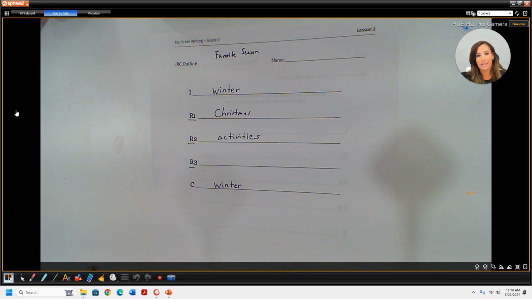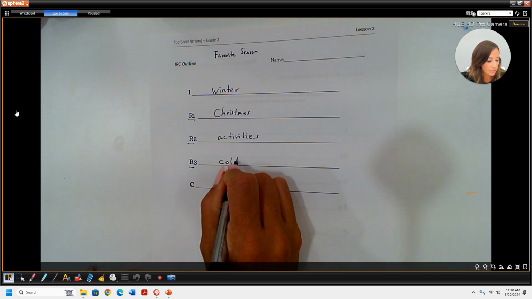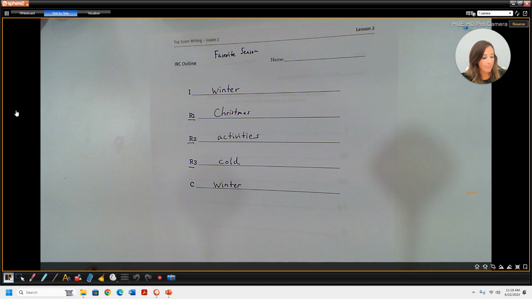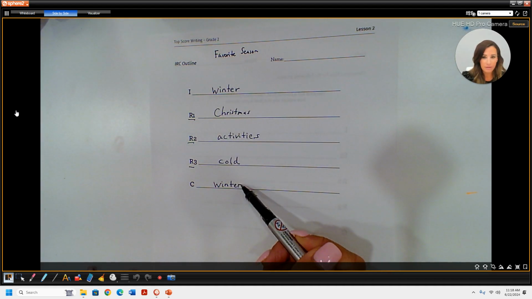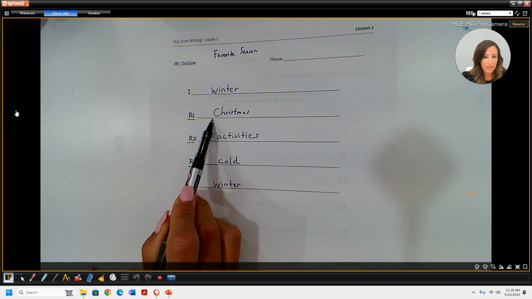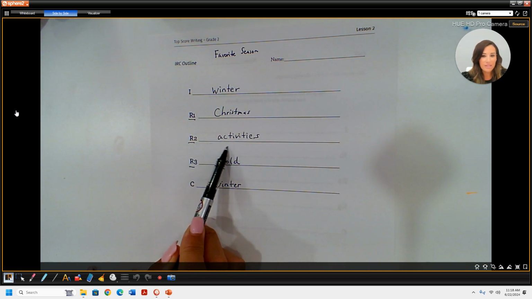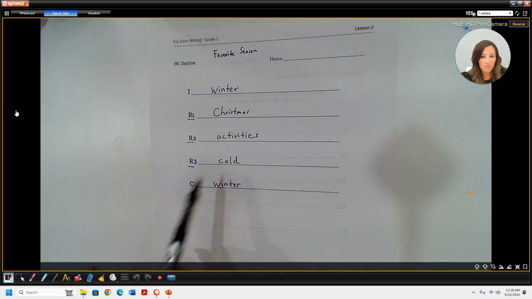And another reason I love Christmas is because it's nice and cold. So I'm going to put cold. Okay, so you can see here, my favorite season is winter. I picked winter. I put it on the I and the C line. And then my reason 1 is because Christmas. My reason 2 is because the activities. And my reason 3 is because it's cold.